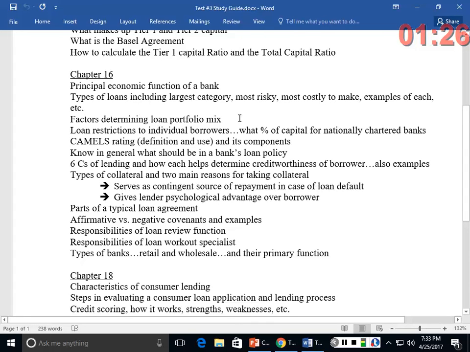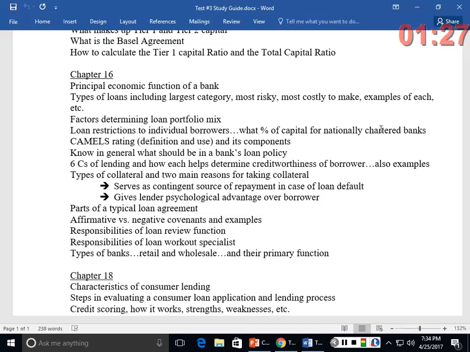The factors determining loan portfolio mix, loan restrictions to individual borrowers. And actually, I can go ahead and tell you this. It says, what percentage of capital for nationally chartered banks? Nationally chartered banks can loan up to 15% of their capital to one borrower. That's the maximum they can loan. That's why a lot of smaller banks, when a customer comes in who wants a big loan, have to go into loan agreements with other banks, because legally they can't loan as much as the customer wants to borrow.